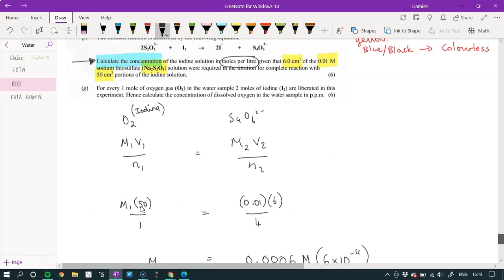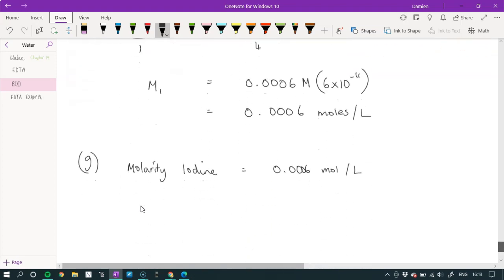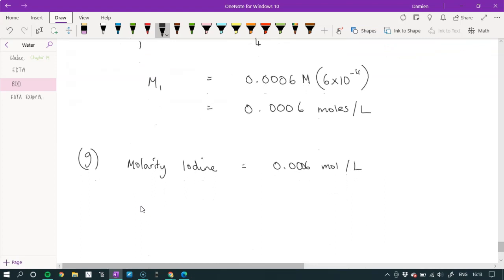Now, based on what it's told us in the question, for every 1 mole of oxygen, you get 2 moles of iodine. So that means oxygen to iodine is 1:2, or the reverse is true: iodine to oxygen is going to be 2:1. So we have 0.0006 moles per litre of iodine, which means therefore we have 0.0003 moles per litre of oxygen.